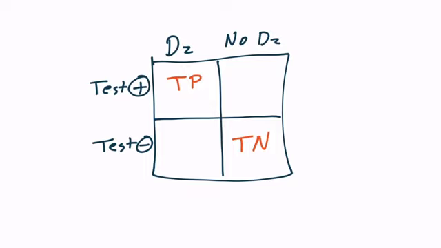And those that don't have the disease but test positive anyways are false positives, and those that do have the disease but test negative are false negatives.